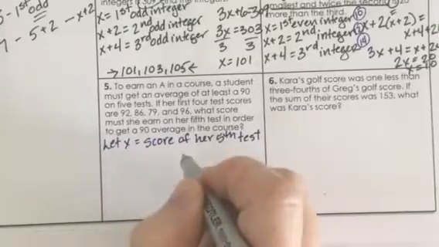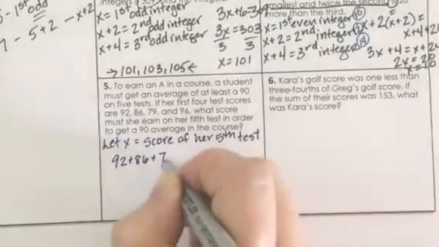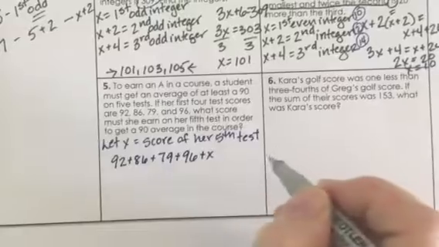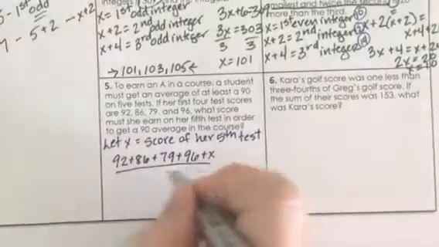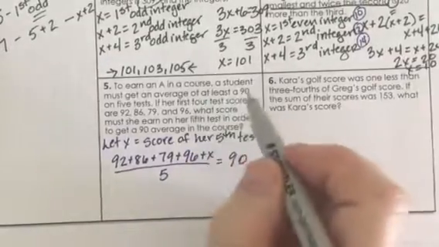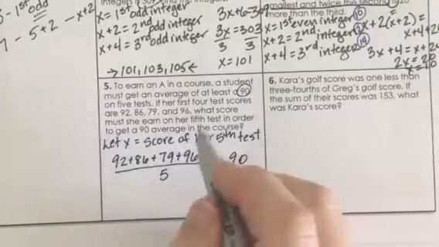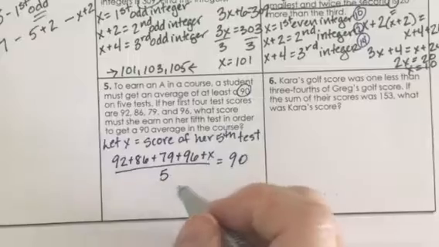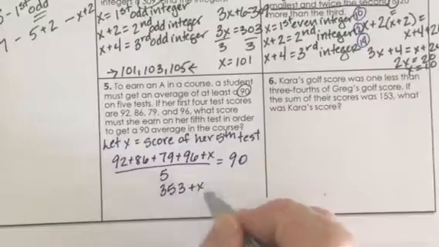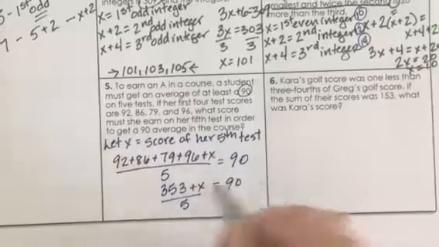I'm going to add up the first 4 scores, 92 plus 86 plus 79 plus 96, and then I'm going to add x, which is her 5th test. Divide it all by 5 and set that equal to 90 because that's the score she needs. 92 plus 86 plus 79 plus 96 is 353 plus x all over 5 is equal to 90.